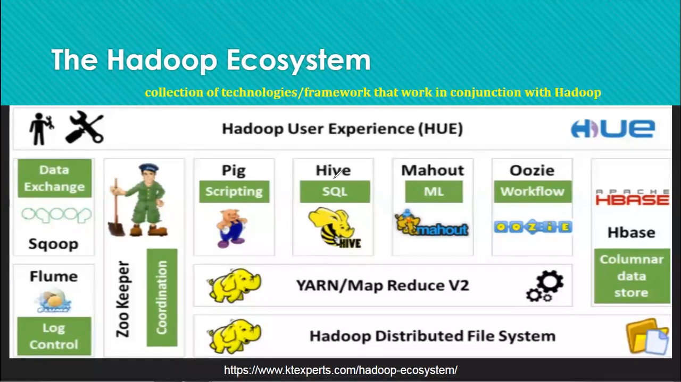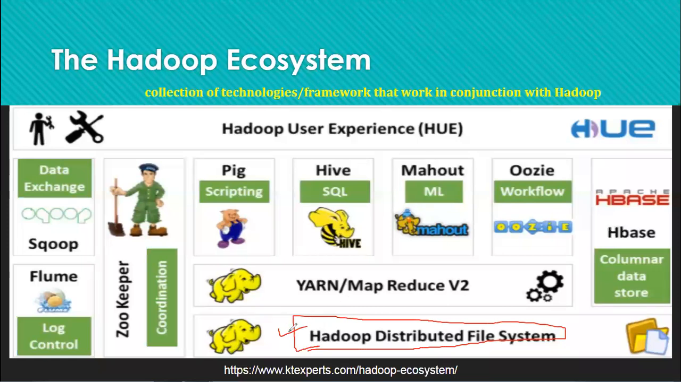the Hadoop ecosystem, where at the lower level the Hadoop distributed file system works, which we have already seen. Above that, YARN or MapReduce version 2 works, which we have also seen. Then apart from that, there are different ecosystem parts like Flume, Sqoop, Zookeeper, Pig, Hive, Mahout, Oozie, then HBase, which is a column store database. Oozie is a workflow tool.